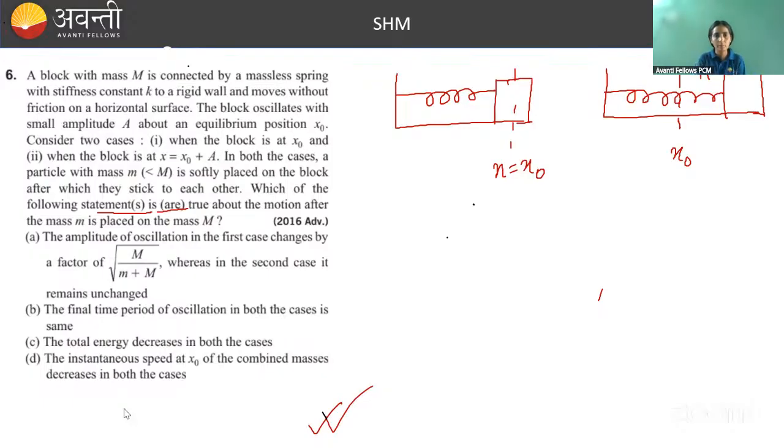Yes, Harshvardhan, both are correct. But both are correct. One more option is correct. Great.